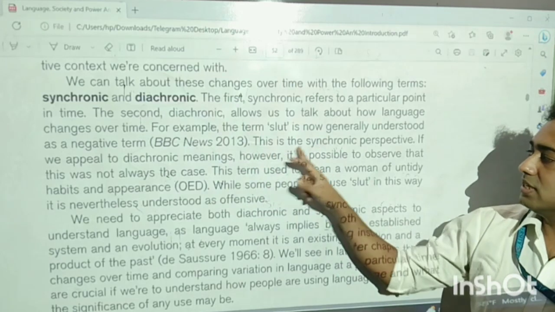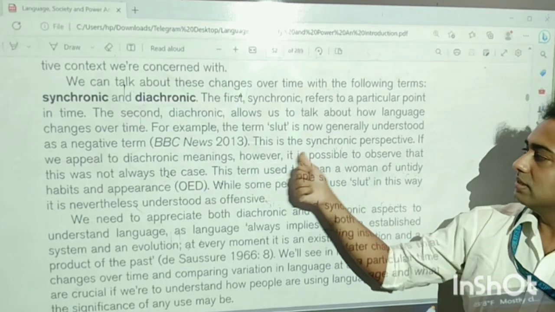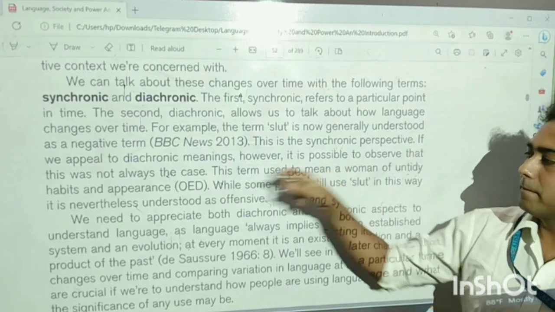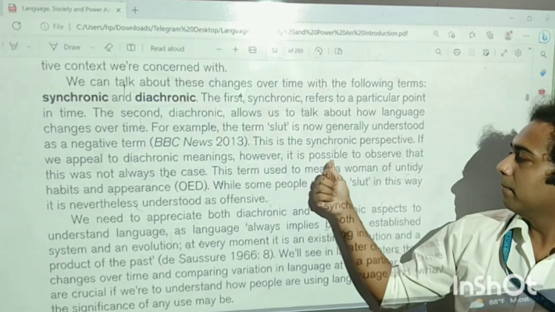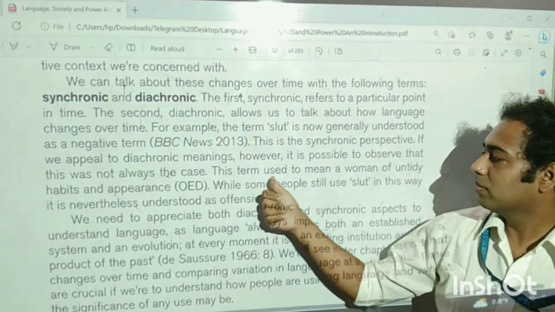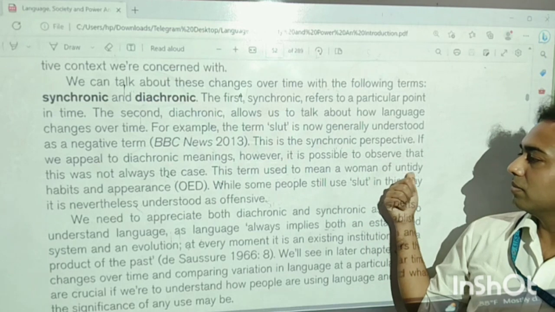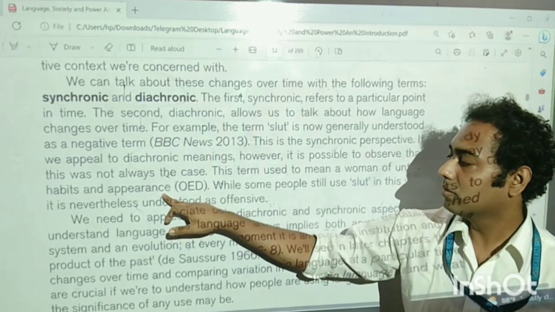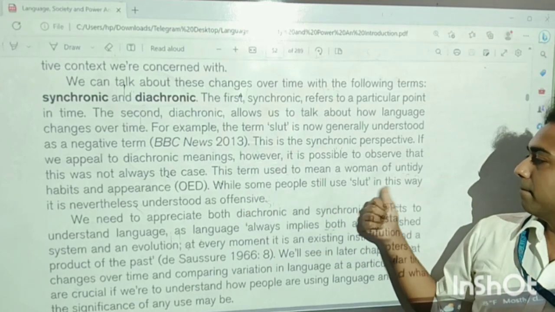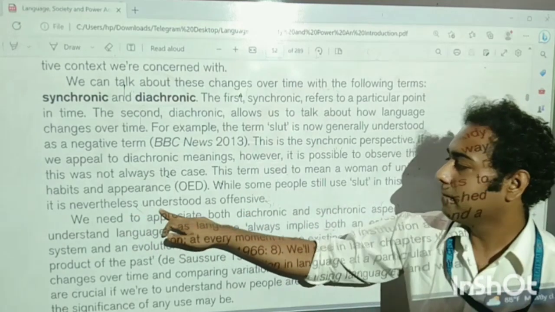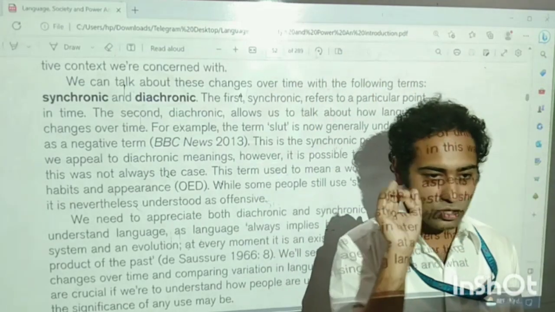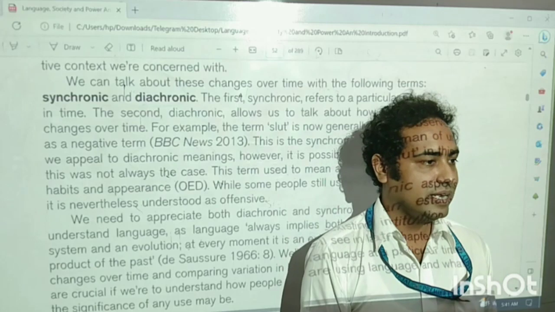Can you please continue? This is the synchronic perspective. Right. This way appears with diachronic meanings. However, it is possible to observe that it was not always the case. The term used to mean a woman of untidy habits and appearance. While some people still use slut in this way, it is nevertheless understood as offensive. Right. Earlier, slut was not a negative term. Currently, it is a negative term.